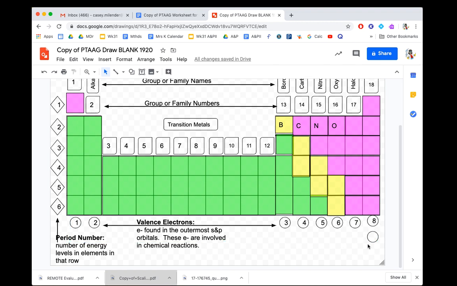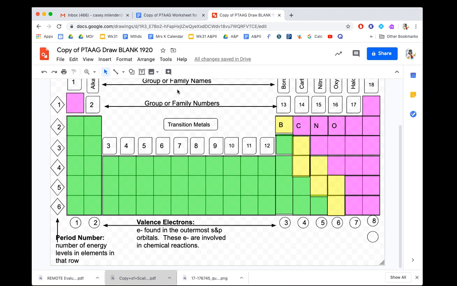Well, if you look at row 1, we can see from the period number that every element in this row, which just happens to be 2 of them, we have here and here, only has 1 energy level. And as you hopefully remember, the first energy level only has 1 s orbital. It's too small for any p orbitals, so it just has the 1 s. And you also know that orbitals can only hold a maximum of 2 valence electrons.